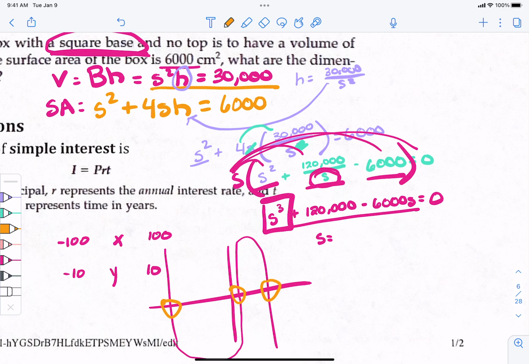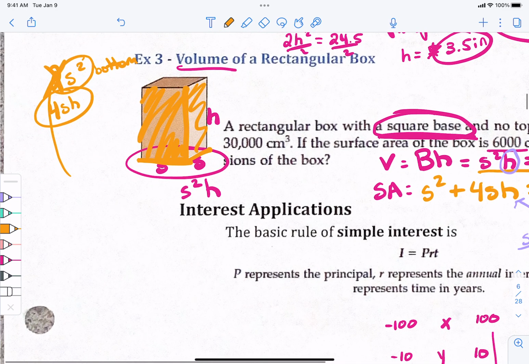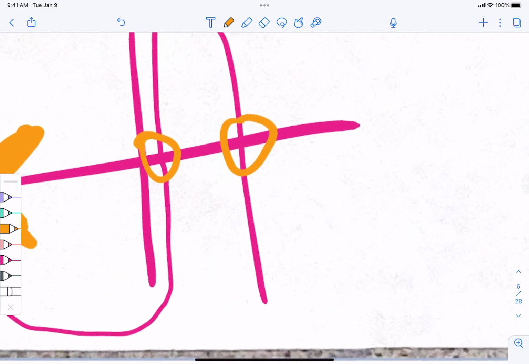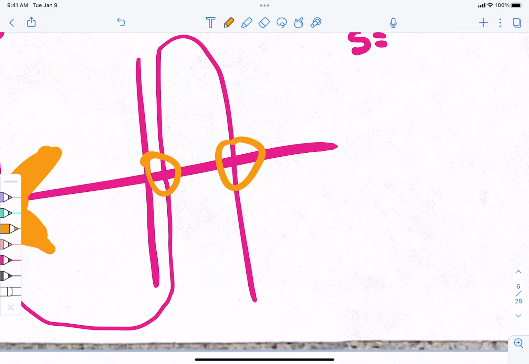For y's, I went from negative 10 to 10. You could go negative 1 to 1. It doesn't matter, as long as we can see the x-axis. So I'm looking at those three places, except one of them I don't really care about: the far left. Why? Because that number is going to be negative, and we're looking for a side length of a box. We're not going to have any sides that are negative, so that's going to be an error of an answer. So we're looking at those two places.